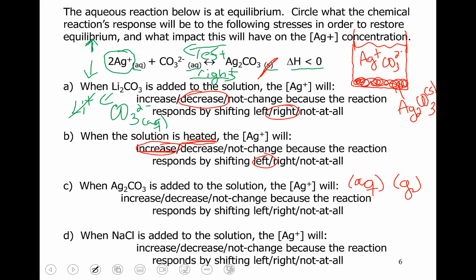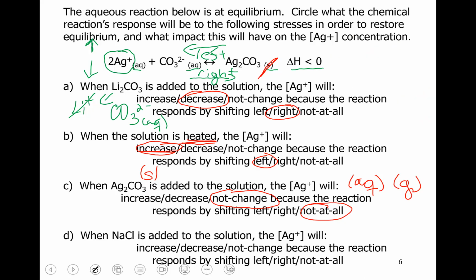When I add additional solid silver carbonate to this, I'm just going to add to the layer of silver carbonate in the bottom. Right now, at equilibrium, I am at the maximum amount of silver ion and carbonate ion that can dissolve in solution. So adding more solid is not going to increase that maximum amount. So our answer is the silver ion concentration will not change because the reaction responds not at all.